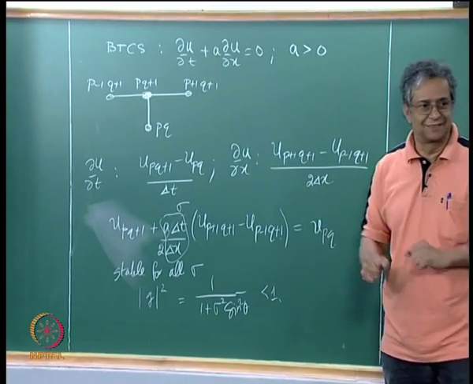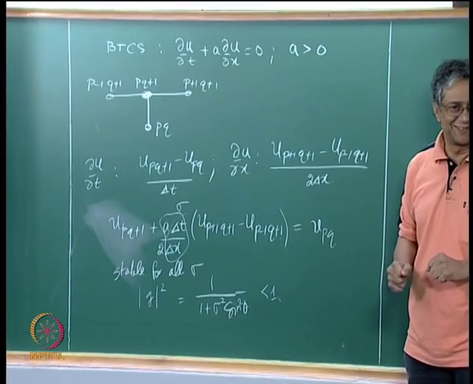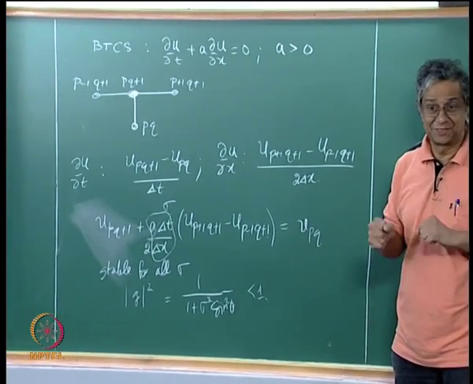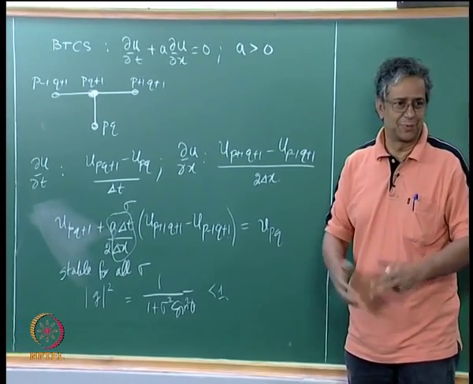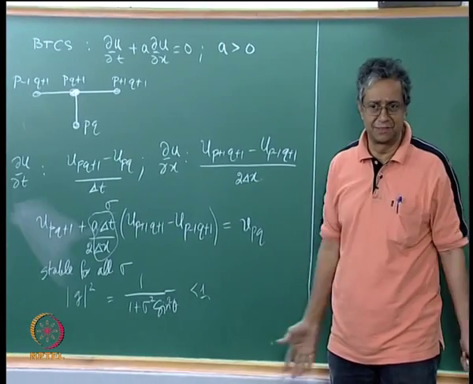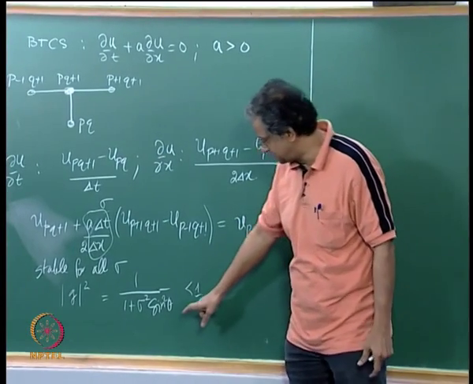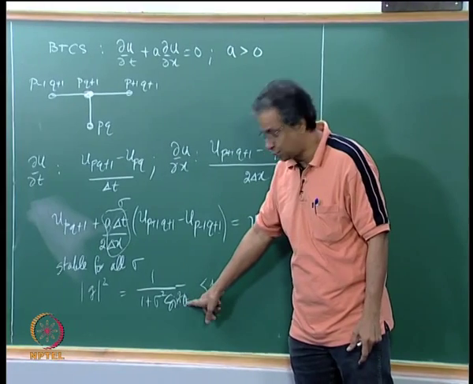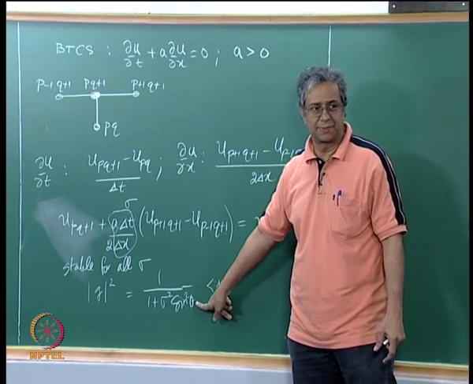In fact, yesterday I said, yeah, great, we finally got something that is unconditionally stable. Because it's a bit disappointing. You do FTCS, you expect it to work, and it didn't work, right? So it's very nice that it's unconditionally stable. But at what price? What is the price?